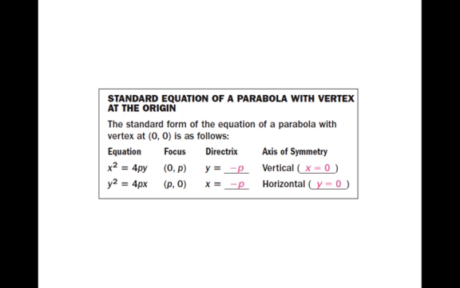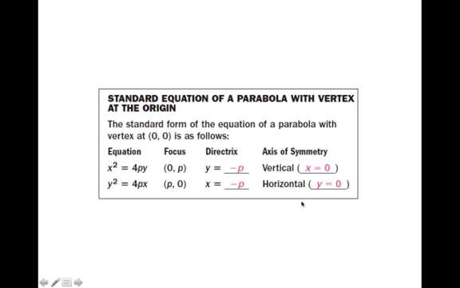Today we're just going to be looking at parabolas that have a vertex at the origin, and that's going to make our life a little easier than it could be if we allowed the vertex to be anywhere. The standard form of the equation of a parabola with vertex 0, 0 is as follows. Okay, we've got our two cases.